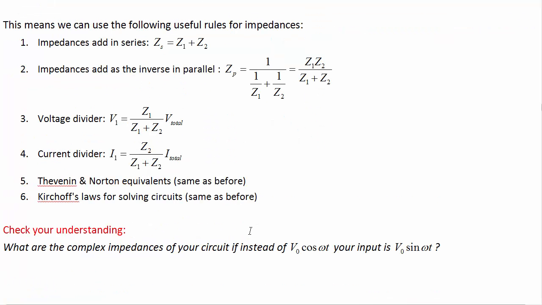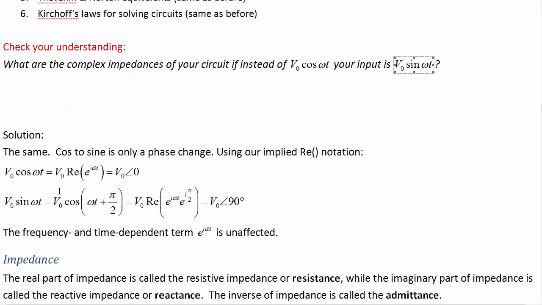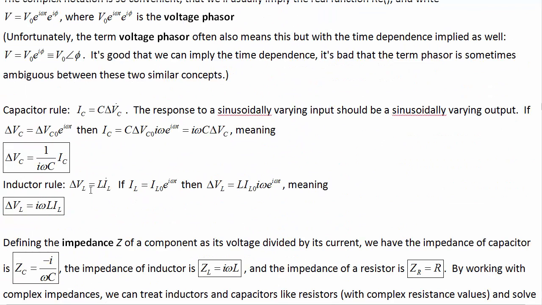What are the complex impedances of your circuit if instead you use V naught cos omega t? Instead of that, you use a sine. Well, it's the same. That just is a phase shift. So changing from cos to sine only represents a phase shift, and that had nothing to do with the result of taking these derivatives up here.